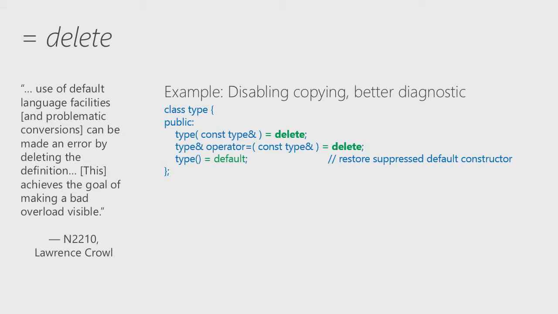So in a similar example here with class type, I'm restoring the suppressed default constructor like we showed last slide with equals default, but I'm saying I don't want to have this type be copyable.